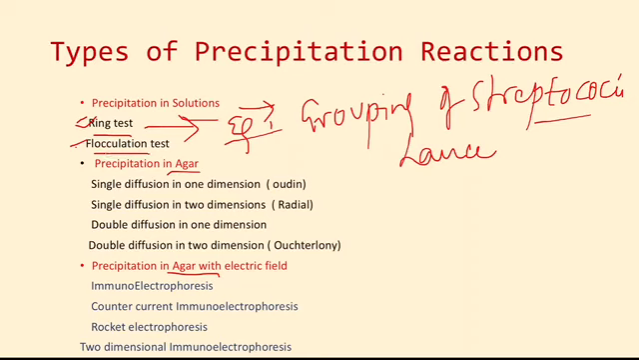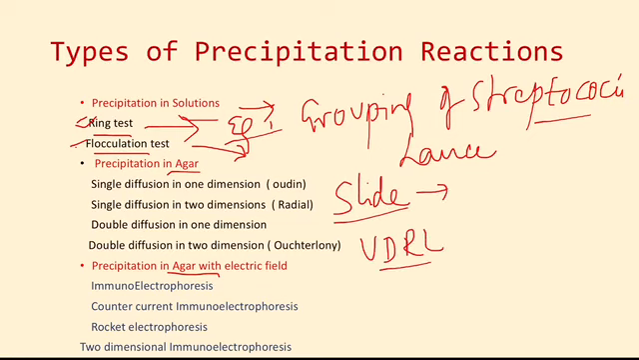The flocculation test can be performed in a tube or on a slide. If it is performed on a slide, it becomes a slide flocculation test. The example for this slide flocculation test is the VDRL test, which is used for the identification of the organism causing syphilis. Here in the VDRL test, a drop of antigen and antiserum are placed on a slide and mixed by rotating the slide. After some time, the floccules will appear on the slide. If the floccules appear, the test is positive.